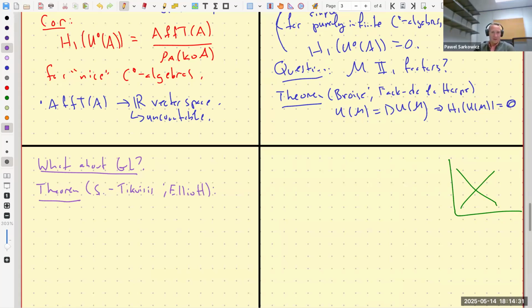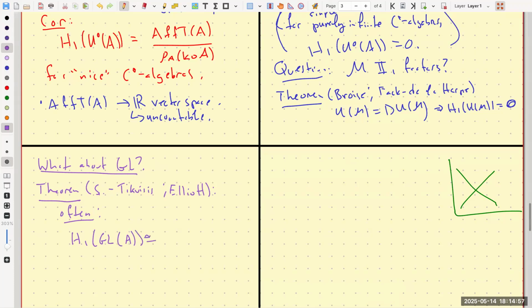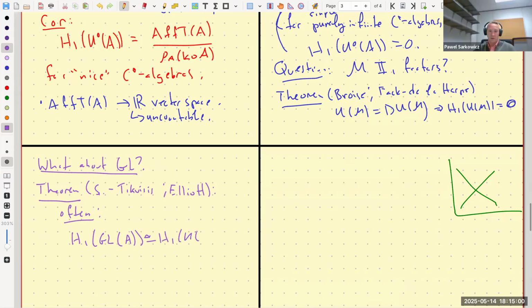But it says, for, I'm going to write often again, very nice C-star algebras, the same ones that satisfy this condition of Ng and Robert where the kernel of the determinant map is nice, you get that the H1 of GL, let's put the connected component, although we don't need it in this case, actually. So I'll put that in red. H1 of GL of A is naturally isomorphic to the H1 of the unitary group, plus traces. Okay. And we could put the connected components if we want.